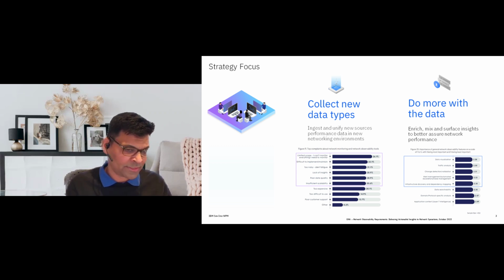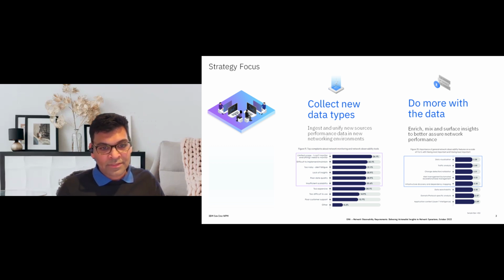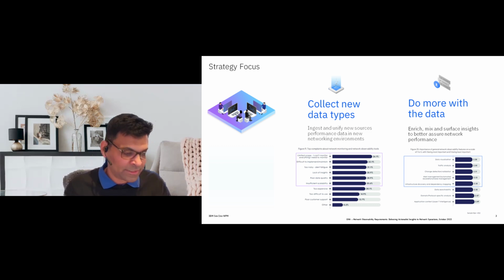So one of the focus items was to collect new data types, especially if you as customers now have a hybrid network and you introduce different types of vendors into the play, then you've got to bring them all together. And that's why someone like SevOne, which is vendor agnostic, helps. Plus, in terms of the data that we collect, we want to give more context to it.